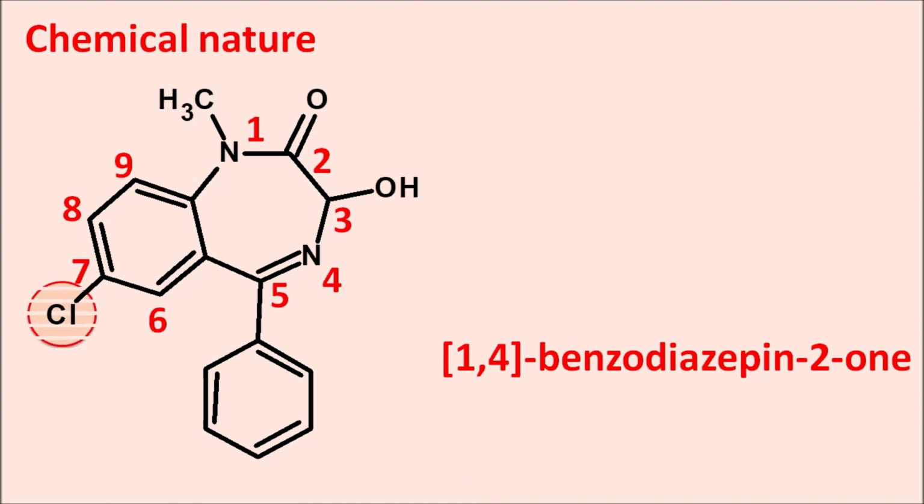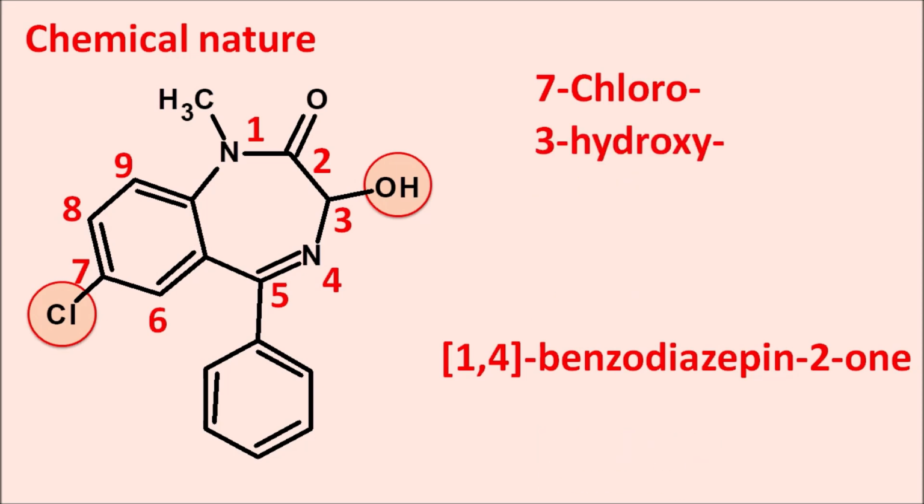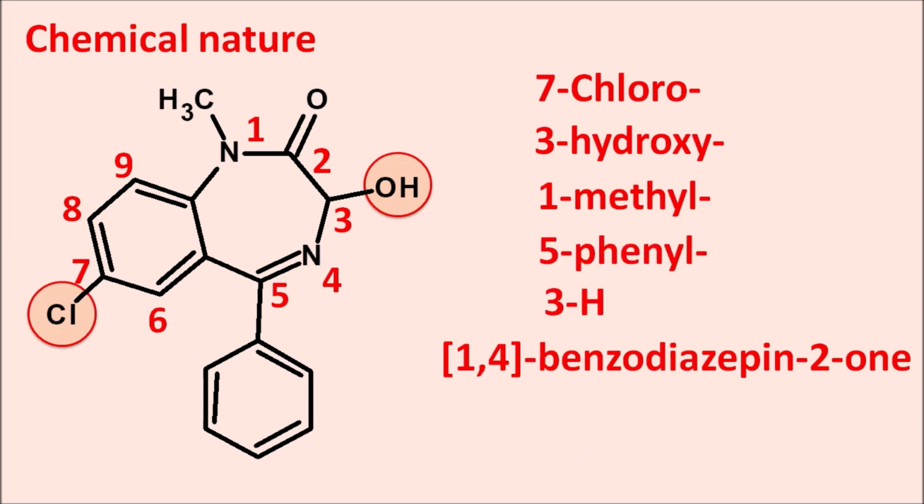At the seventh position an electron withdrawing group such as chlorine is present, so 7-chloro. And the third position hydroxyl group is present, which is responsible for the short duration of action because this group produces some polarity to the drug so that this drug can be easily excreted. So third position hydroxyl group, so 3-hydroxy, then first position methyl group, and fifth position phenyl group, and the third position is saturated, so 3H. That is the complete name of temazepam. So temazepam is a short-acting benzodiazepine with an OH group at the third position.